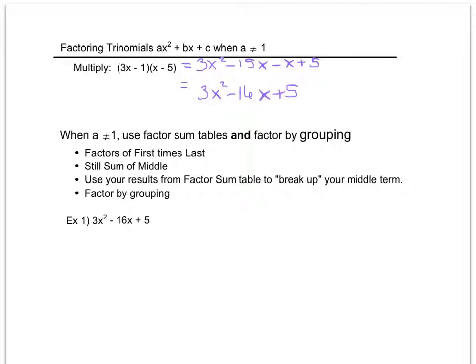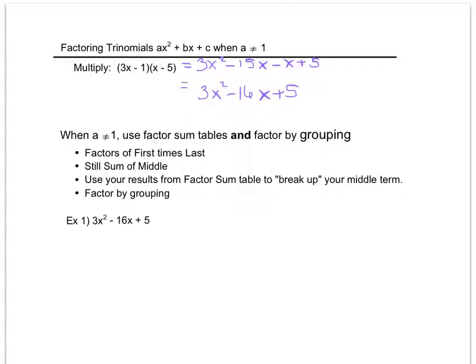So it may be a situation where one of my binomials starts with something other than just x, or it may be a situation where both of them do. So we're no longer going to be able to use factor sum tables and just simply put an x in the front of each. Now we're going to have to do a little bit more complicated method that requires some more work on our part. We're going to have to use factor sum tables and factoring by grouping. So here are going to be my instructions.